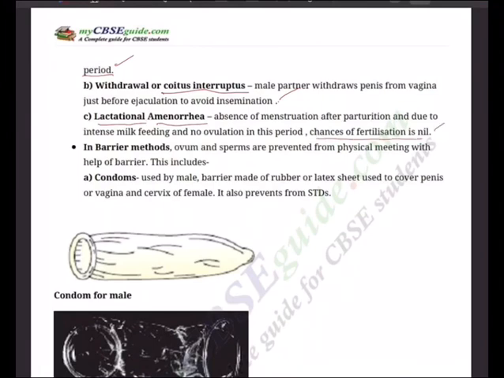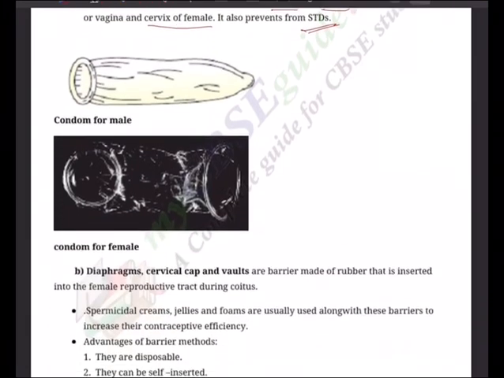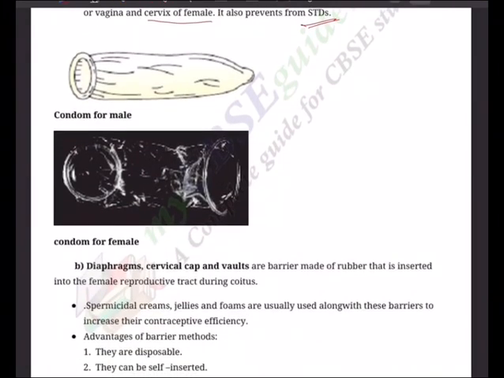That's lactational amenorrhea. And then the second one, barrier methods, where ovum and sperms are prevented from physically meeting each other. This includes, of course, use of condoms, used by the male, a barrier made of rubber or latex sheet used to cover the penis or the vagina and cervix. It also prevents, very good one, sexually transmitted diseases. And this is how the male condom will be, and this is how the female one will be, condom used for females.